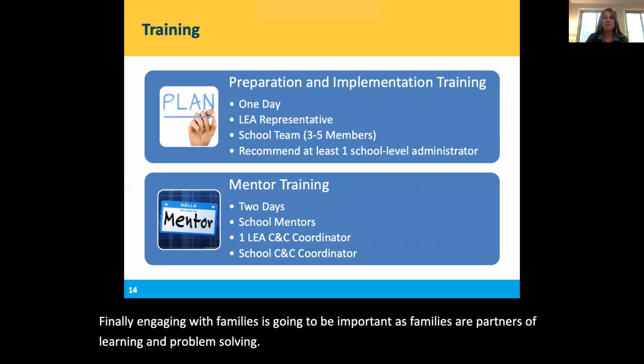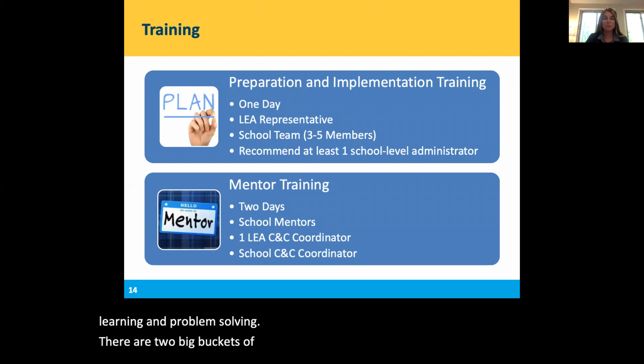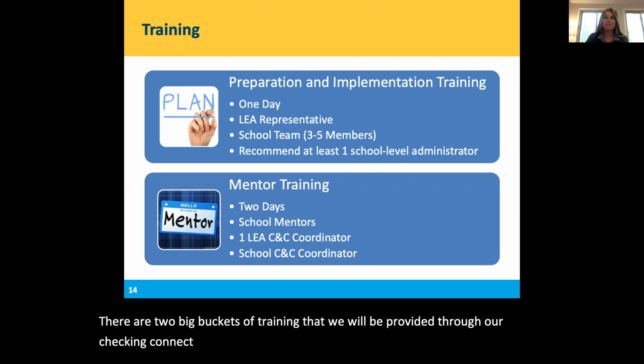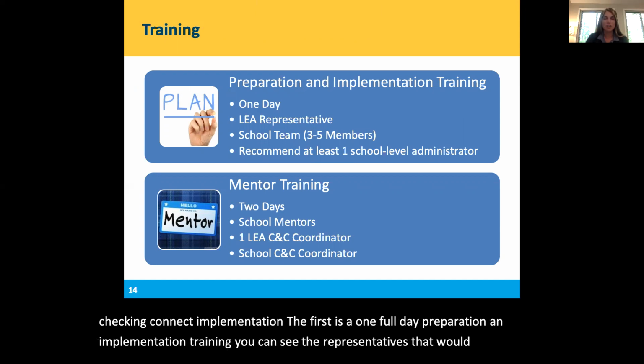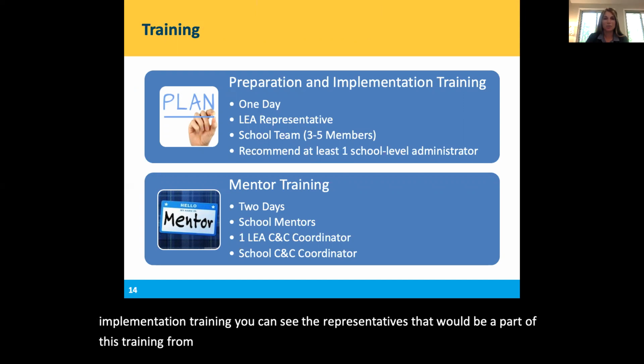There are two big buckets of training that will be provided through our Check and Connect implementation. The first is a 1 full day preparation and implementation training. You can see the representatives that would be a part of this training from your district and school.